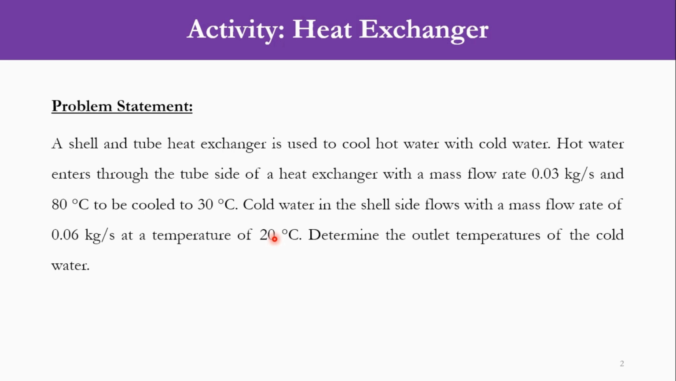Since we know Q is equal to mCp dT, or Q1 is equal to Q2, either mass flow rate or temperature is unknown. We are given the mass flow rate, and we are given the temperatures at three points: inlet and outlet of the hot side and inlet of the cold side. So obviously we now need to know the outlet temperature of the cold water. So this is our problem statement for today's activity.